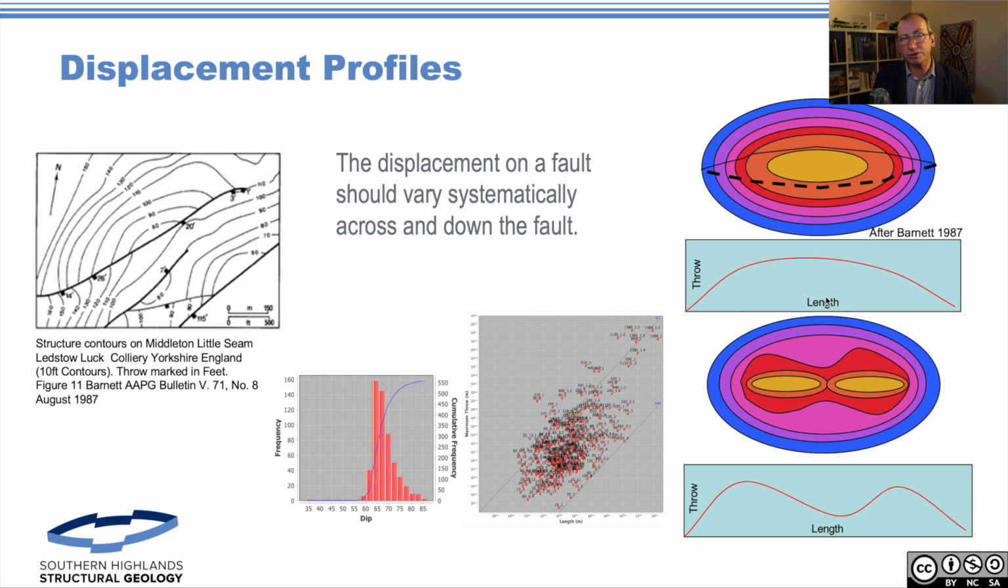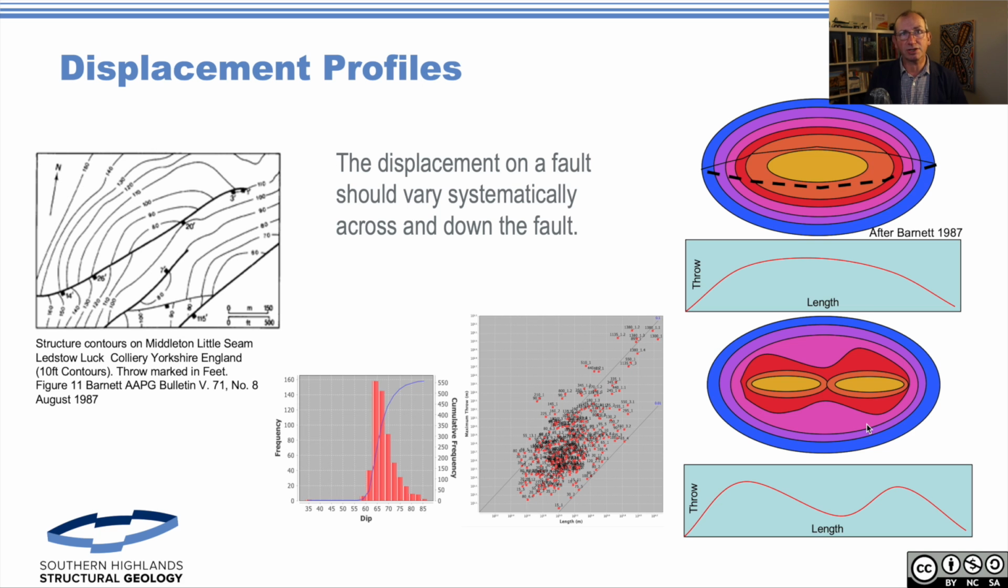And the throw profile should be a systematic displacement profile. Fault Analysis Group and various other people have described this, but they didn't invent it. This is actually material science. This is how materials break, and faults are just the same as concrete, as any other material. It's just material science about how things displace.